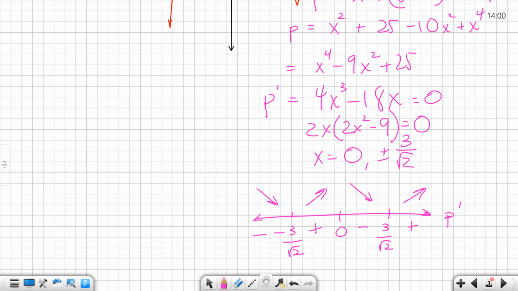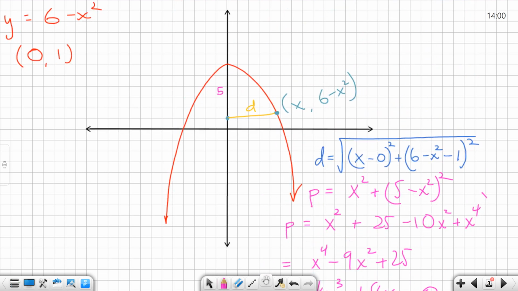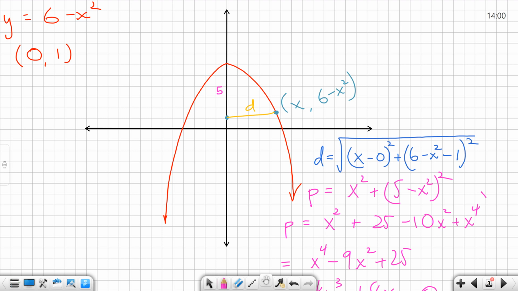3 over the square root of 2 and negative 3 over the square root of 2, which on the graph would be somewhere like, what did you say that was, 2.1? 2.1 would be like here and here. Okay, so this would be my minimum distance. And what I don't know is the y coordinate. So to do that, I need to come back to here.